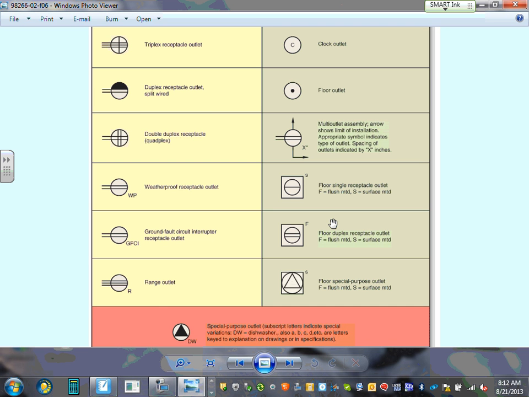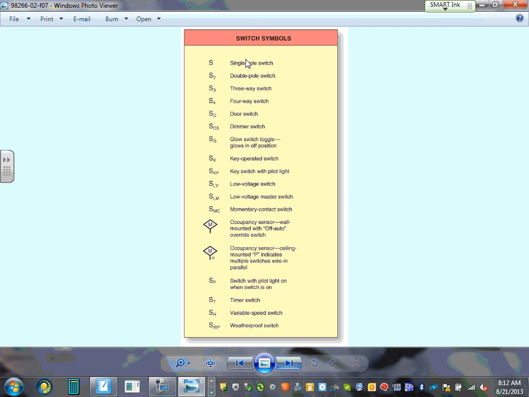Luckily, every engineering firm has a set. If you don't go somewhere else and you need a set, I'll give you a set to start with, so you don't have to reinvent the wheel. The wheel has been invented.